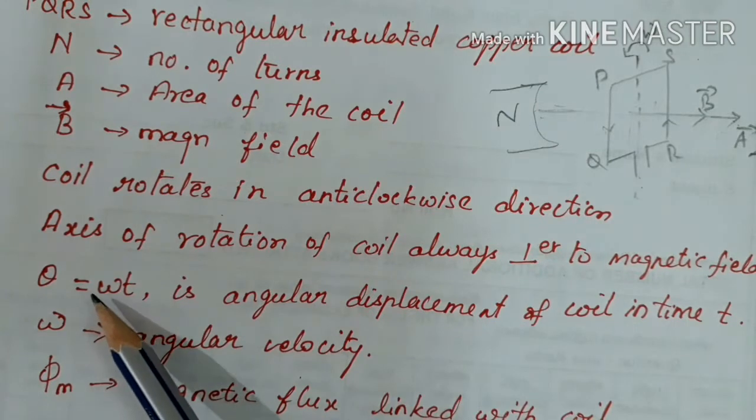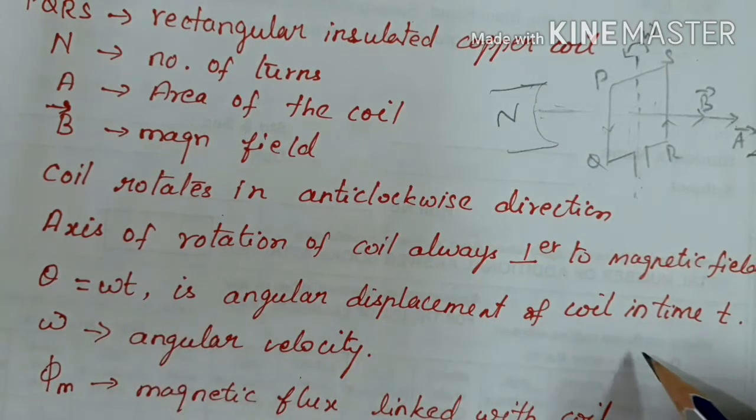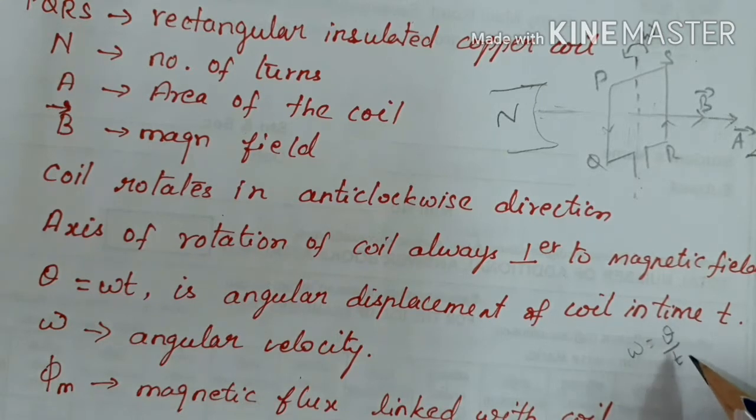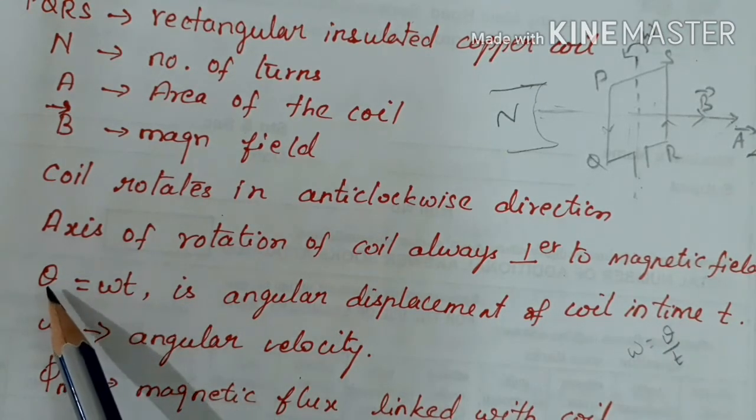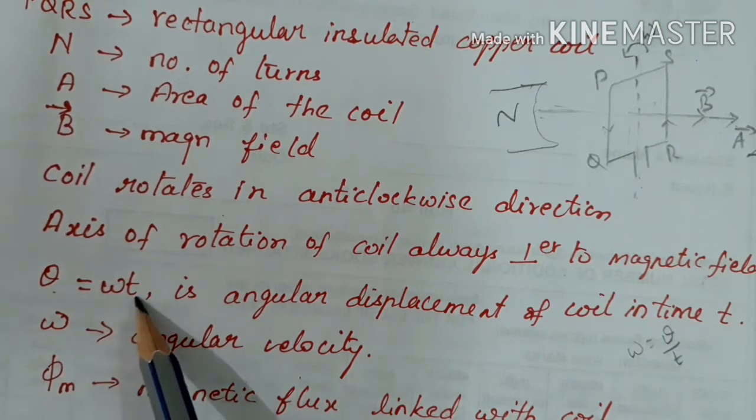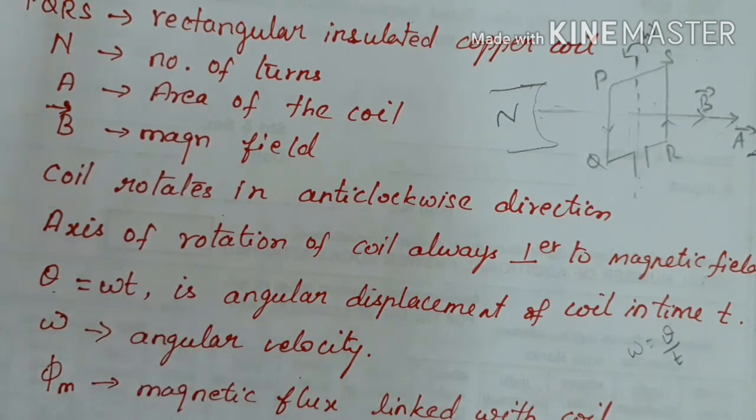Now angular displacement we represent by theta, that is equal to omega t. You know that angular velocity omega is angular displacement by time, right? So theta can also be written as omega t. So theta is the angular displacement in time t, omega is angular velocity.